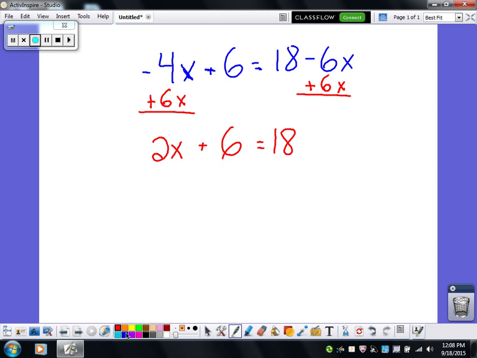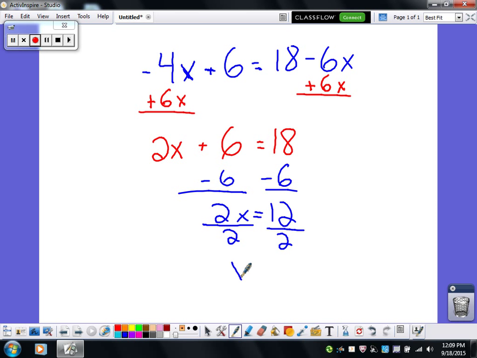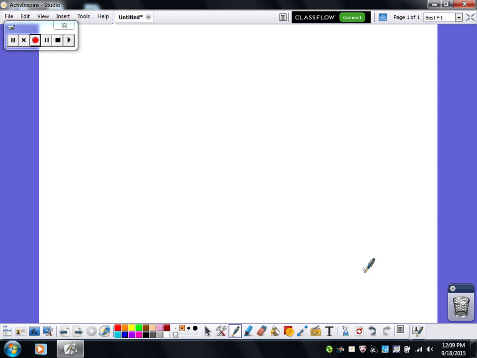Any questions so far? What's the next step? I go after the number that is not attached, right? Which number's not attached? The 6 is not attached. So I want that to be 0, so I'm going to subtract 6. Subtract 6, and I get 2x equals 12. Then what? Divide both sides by 2, and I get x equals 6. That's the new stuff for today, guys. Any questions? Let's do one more, and then I'm going to let you do 2 on your own.